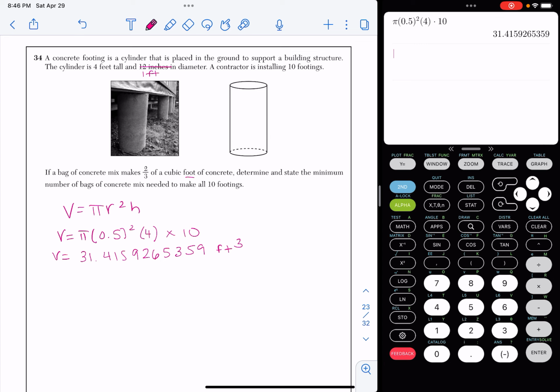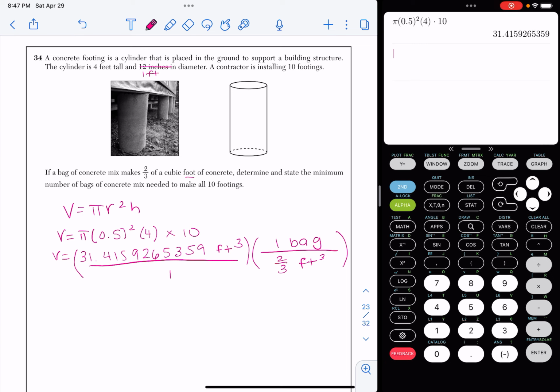So we have a couple of ways that we could go about writing this. I see I need to convert somehow. I need to figure out how many bags is equivalent to this amount of cubic feet. So what I like to do is I like to take the unit that I'm going to convert and put it over 1. And then make a fraction next to it that basically represents the other fact that I know. So I know that 1 bag is going to give me 2/3 cubic feet.